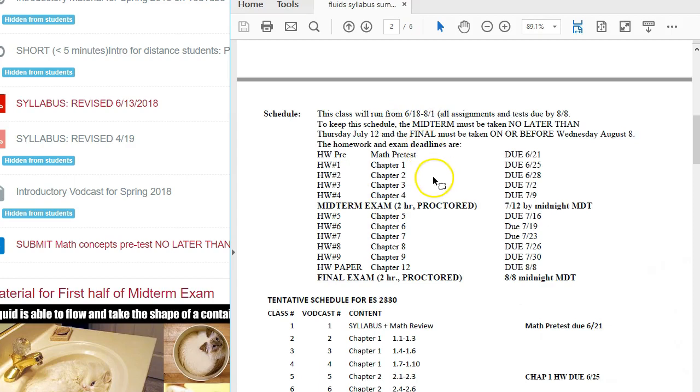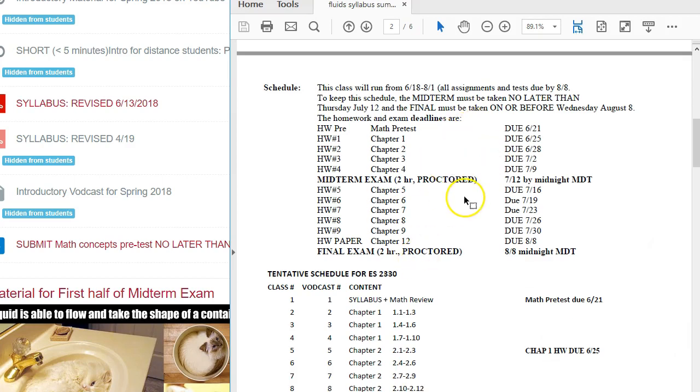The course runs from June 18th to August 1st. However, I will be accepting some assignments, and you can take your final exam by the 8th of August. Now, all of these numbers are deadlines. You can turn in any or all of your homework and take your midterm and/or your final anytime starting today after you make arrangements with me, which we'll talk about in just a moment. So these due dates are deadlines.